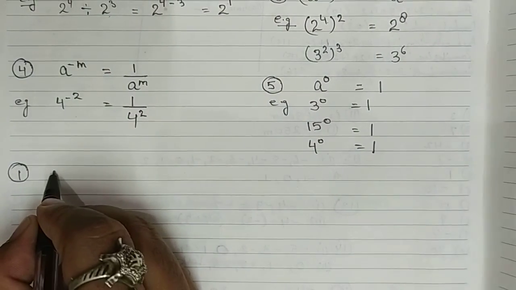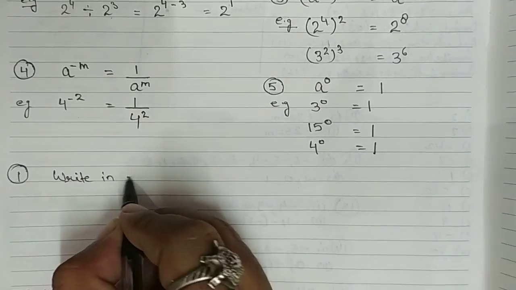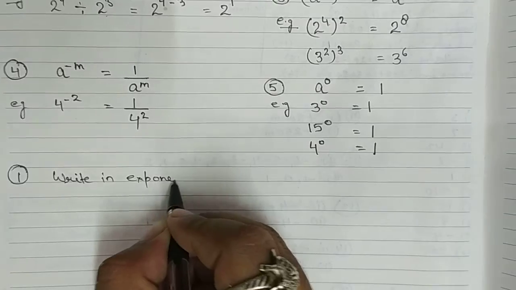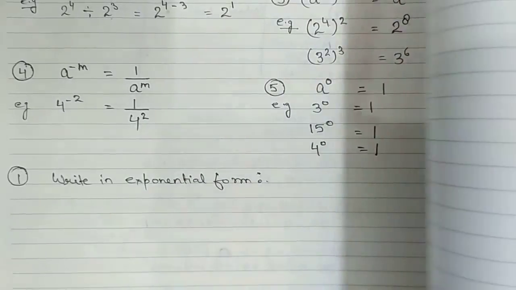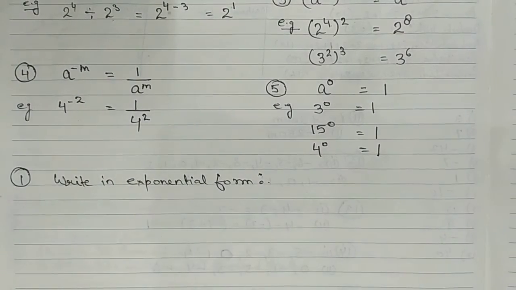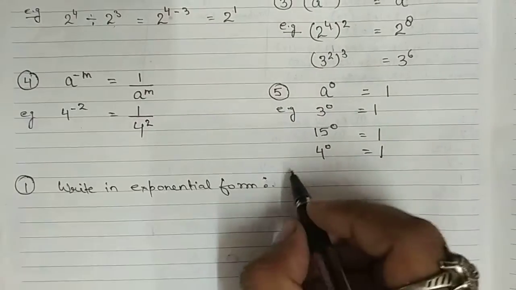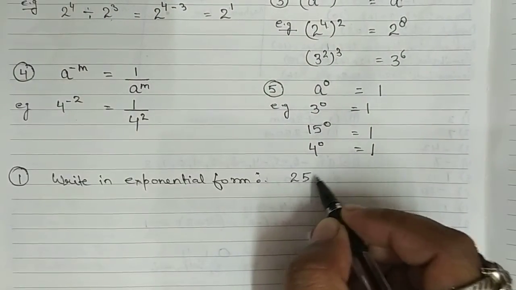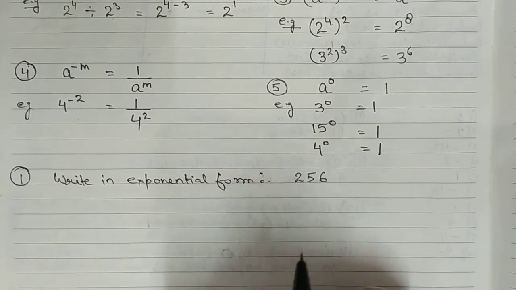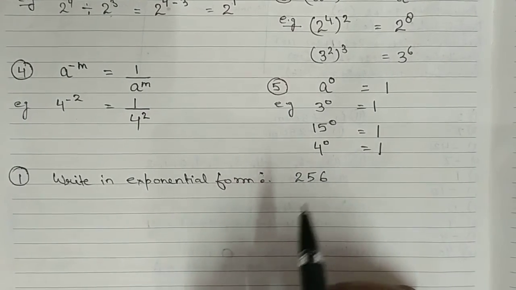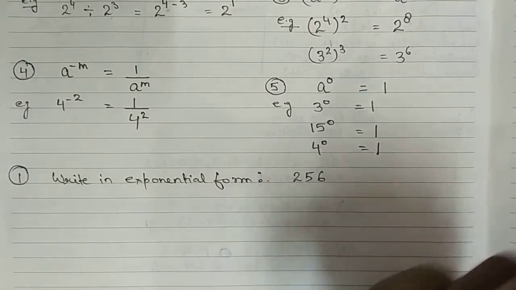Our first question: write in exponential form. For example, if it is written 256, we have to write this 256 in exponential form. Exponential form means we have to write in form of powers. So how are we going to write it?